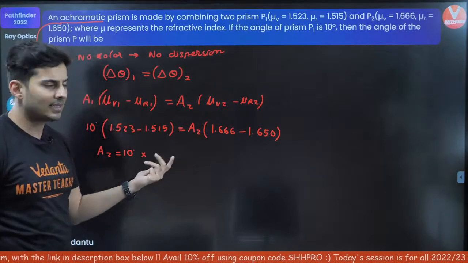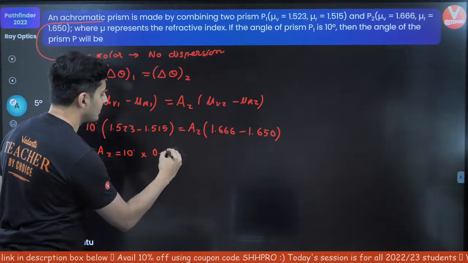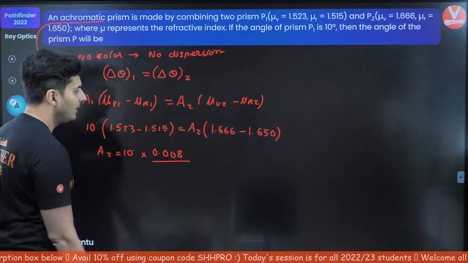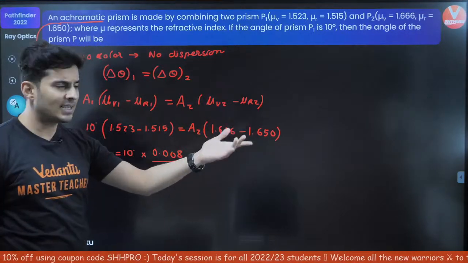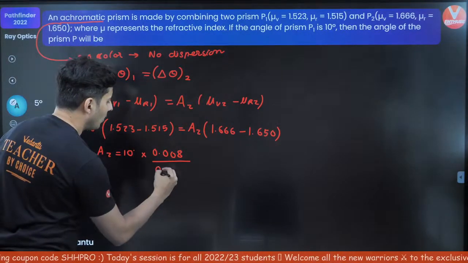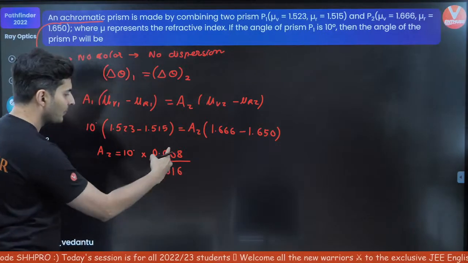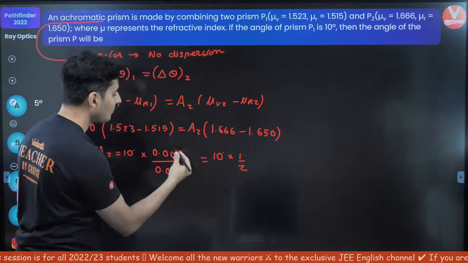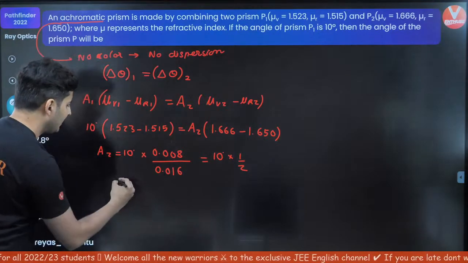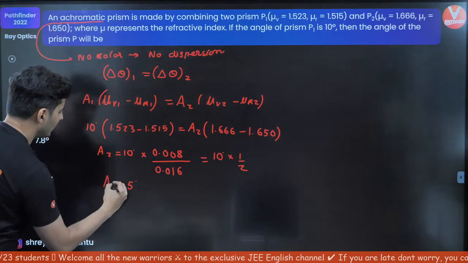23 minus 15, that's 8. So that's going to be 0.008 divided by 1.666 minus 1.650, 66 minus 50, that's 16. So it's going to be 0.016. I know what this is. This is nothing but 10 degrees into half. 8 by 16 is half. So that's finally going to give you just 5 degrees. So A2 is 5 degrees.